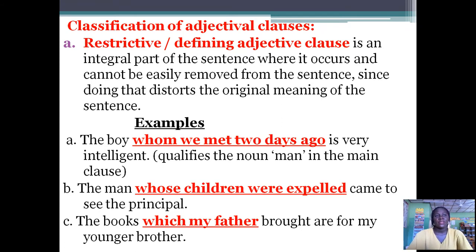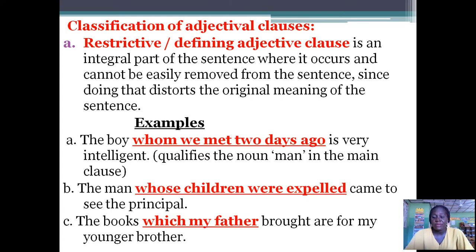A, the restrictive or defining adjectival clause. Now, as the name implies, restrictive is an integral part of the sentence where it occurs and cannot be easily removed from the sentence, since doing that distorts the original meaning of the sentence. Now, when we talk about restrictive adjectival clause, it is a part of the sentence.